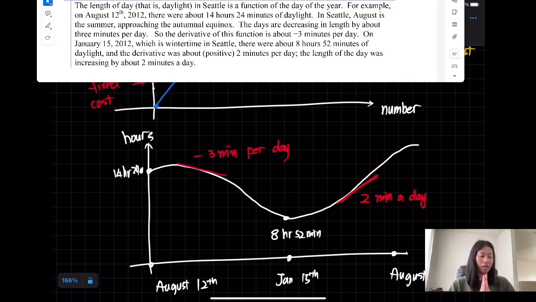Okay, so this is some application of rates in our real life. Let me know if you have any questions.